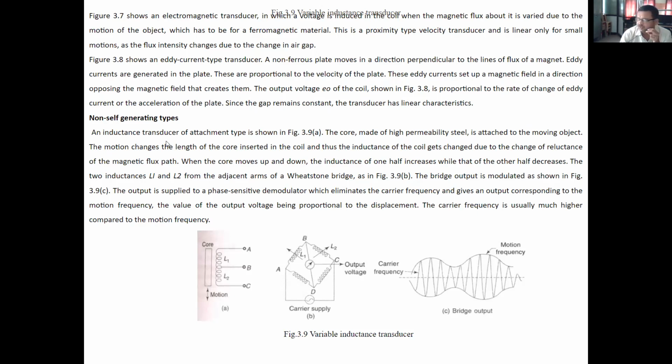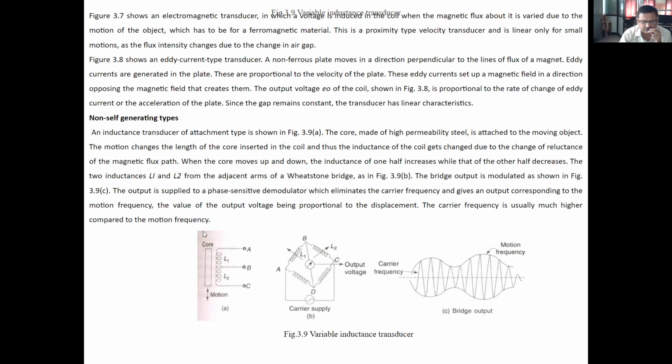Now next is non-self-generating types. An inductance transducer of attachment type is shown in figure 3.9a. The core, made of high permeability steel, is attached to the moving object. See that this is the core which is attached to the moving object. It is of high permeability steel. These are two windings, L1 and L2. The motion changes the length of the core inserted in the coil.